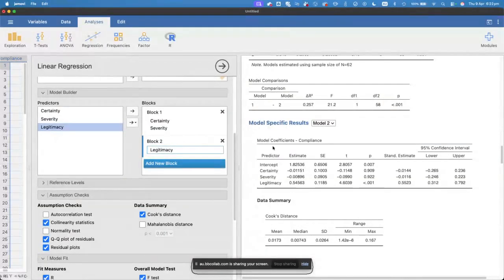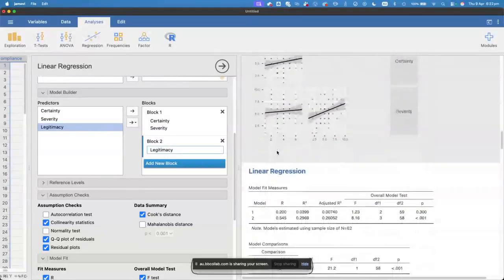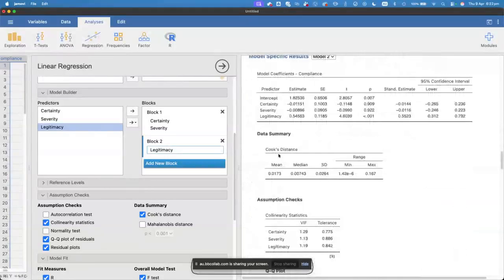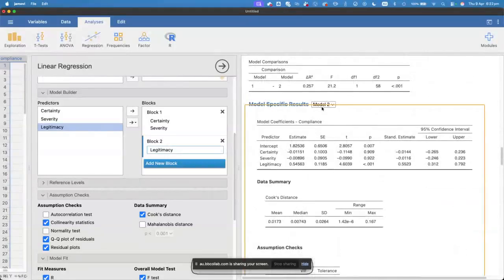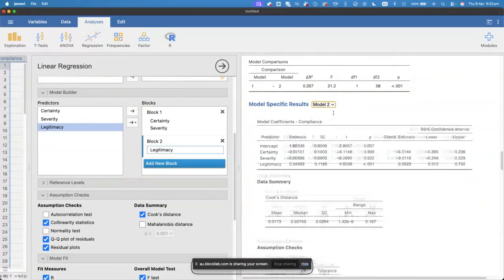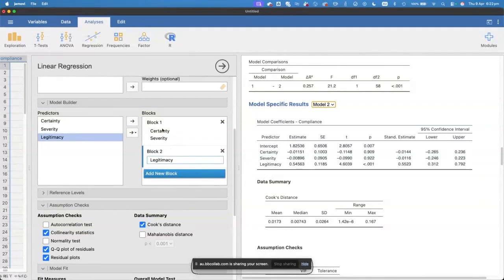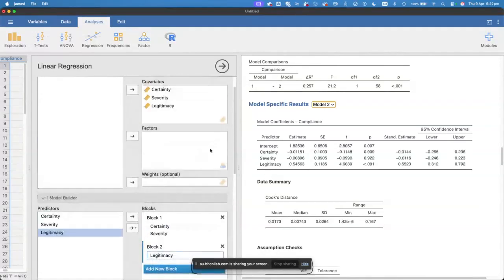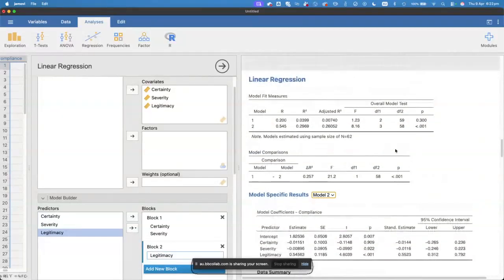Excellent. So now you've run your hierarchical regression model. Keeping in mind, Model 1 is exactly the same as what we ran before. Model 2 is the difference. What the question is asking is, does legitimacy explain variance over and above the variance of our certainty and severity? And so we have our model fit measures.